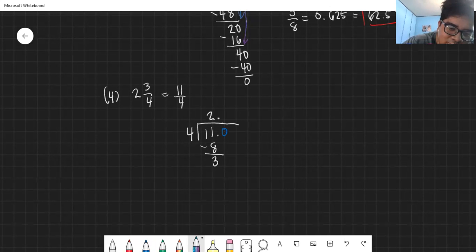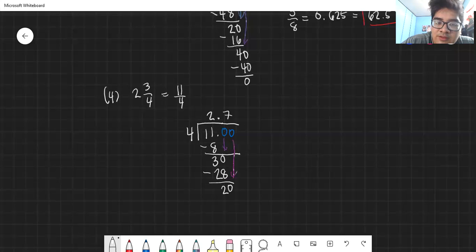So, magiging 30. Ilang 4 meron ang 30? Alam ko is 7. Merong 7 kasi 7 multiplied by 4 is 28. Okay, subtract. 30 minus 28 is basically 2. Then add a 0 again and bring down that same 0. So, magiging 20. So, 20 divided by 4 is basically 5. And 5 multiplied by 4 is 20. So, 0 na yan, di ba?